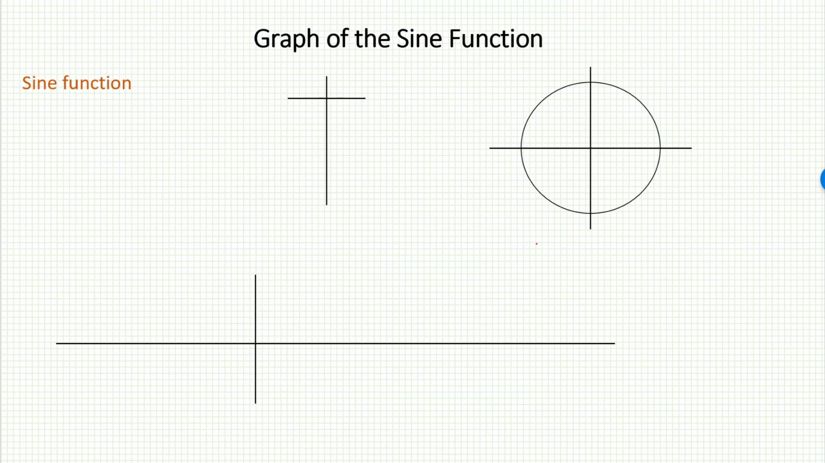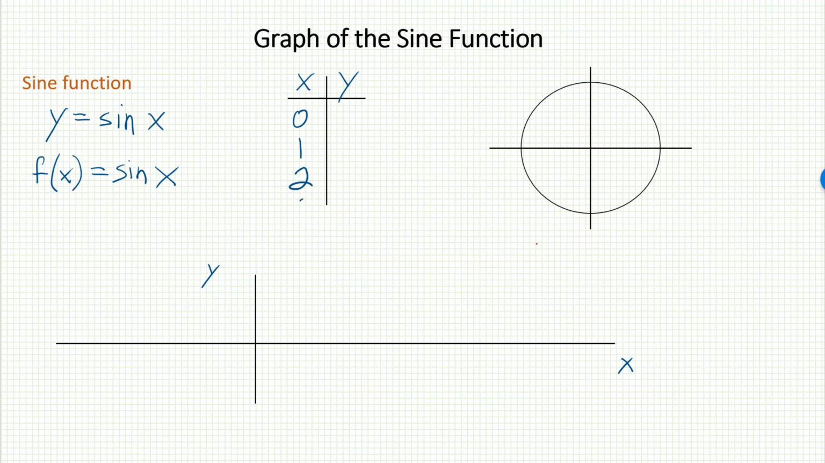Graph of the sine function. The sine function is y equals sine of x, or using function notation from algebra, f of x equals sine of x. If I want to draw a graph of this function in the xy plane, I should start by making a table. Now you probably remember from algebra making a table by starting with x equals 0, 1, 2, 3.